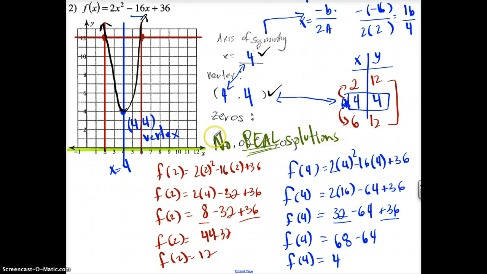Again, it doesn't touch the x-axis at all, so no real solutions. Where does it touch here? It doesn't, so no solutions.